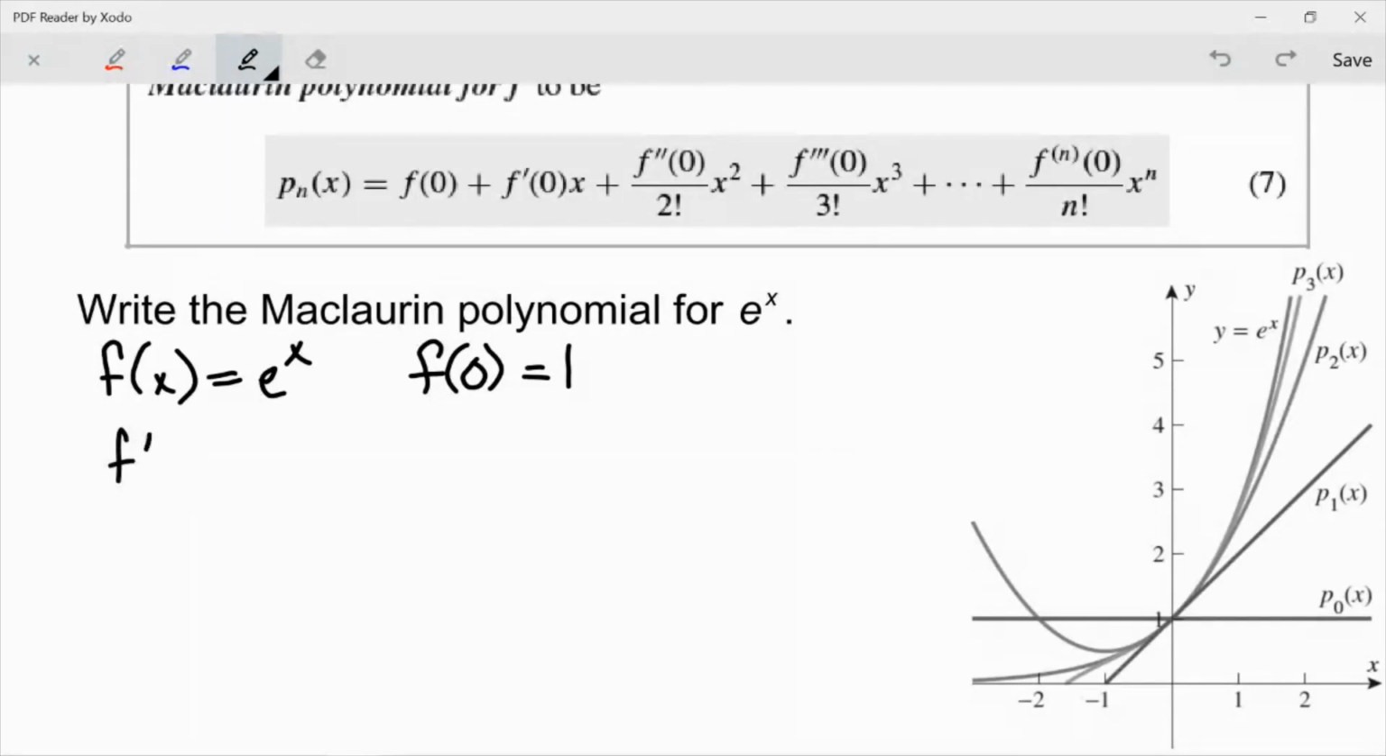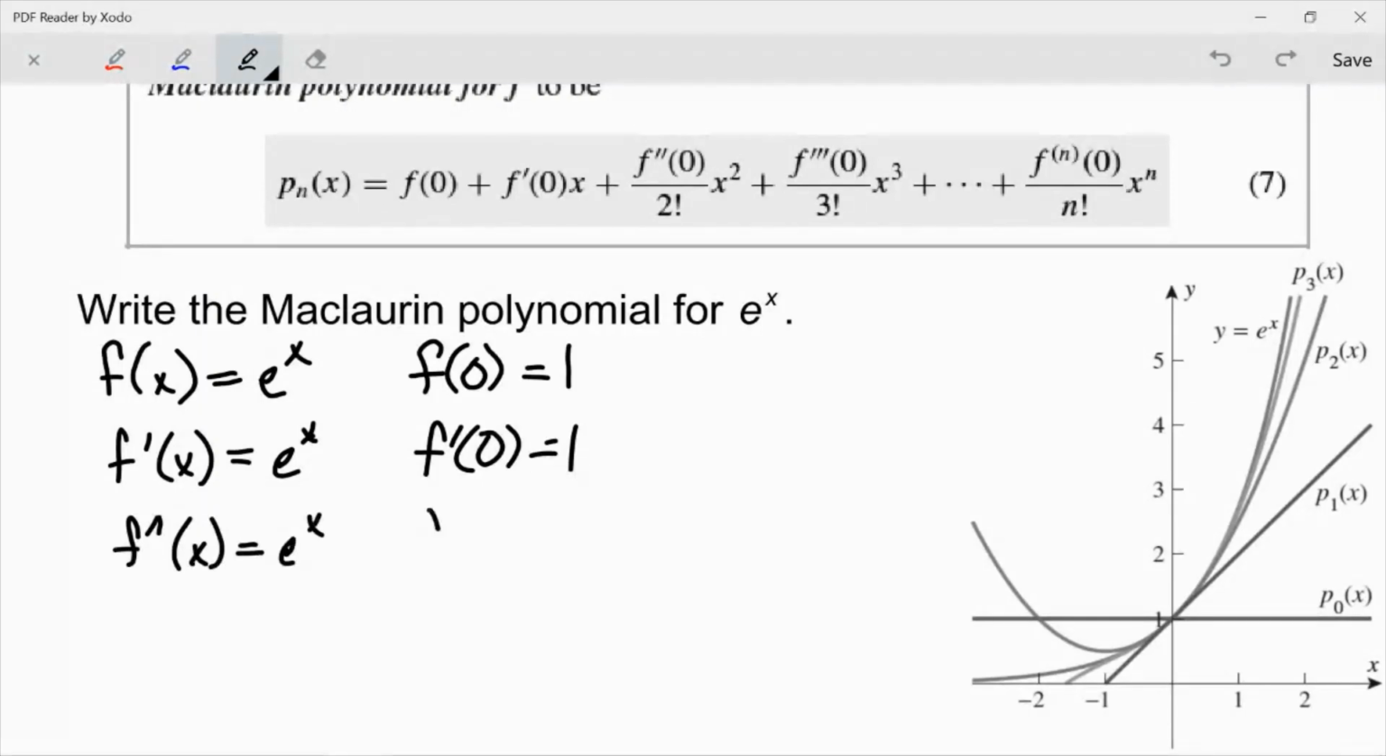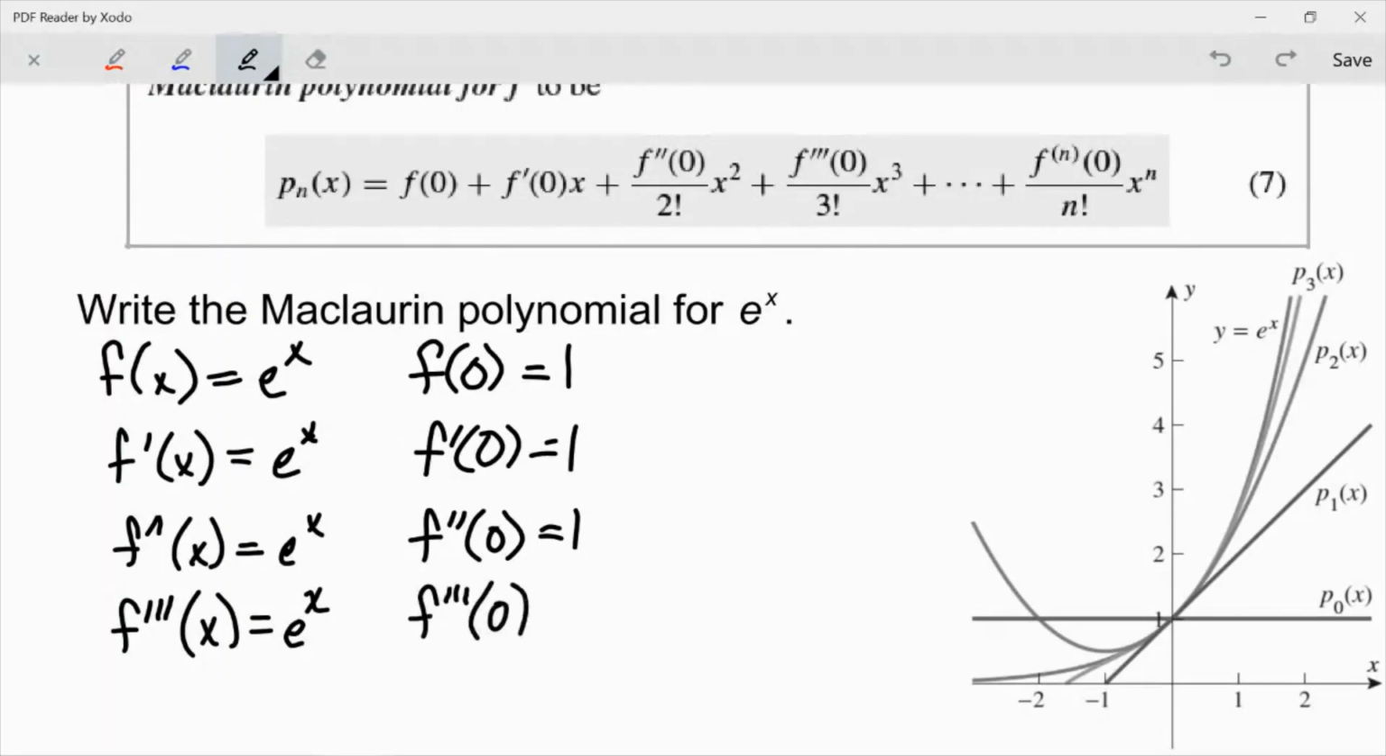Now we're going to take the derivative here. Now this is an easy function to start with, right? It's very difficult to mess up our derivative because the derivative is the same every time. So f prime at 0 is equal to 1. We can keep going with this. F double prime would still be e to the x. F double prime at 0 is also 1. And we can keep going with this. F triple prime is e to the x. F triple prime at 0 is equal to 1, and so on, right? We can go as far with that as we want to.